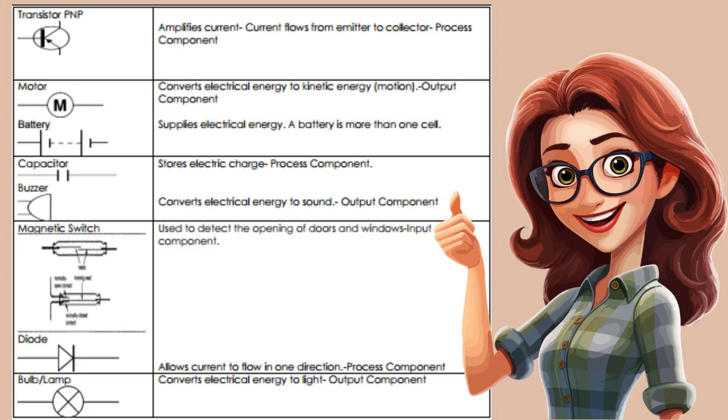Output component. Magnetic switch, used to detect the opening of doors and windows. Input component. Diode, allows current to flow in one direction. Process component. Bulb or lamp, converts electrical energy to light. Output component.